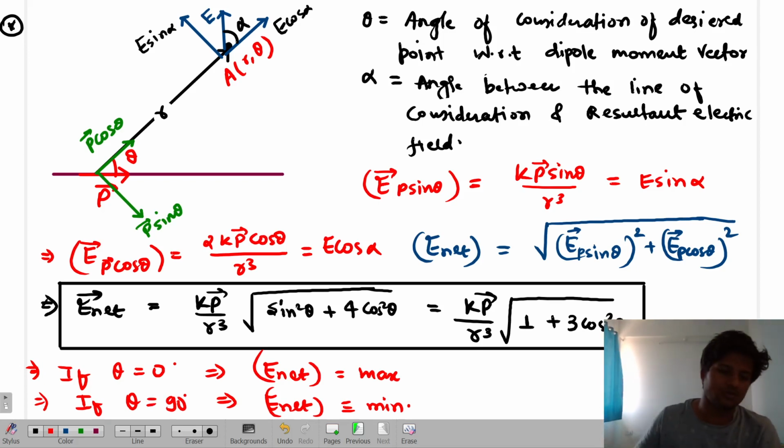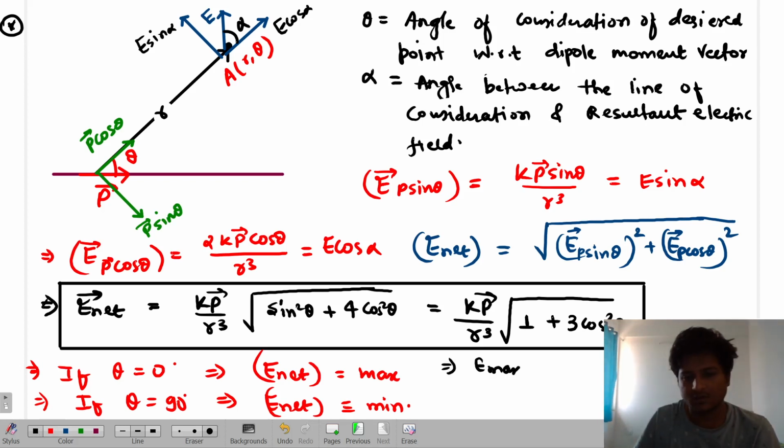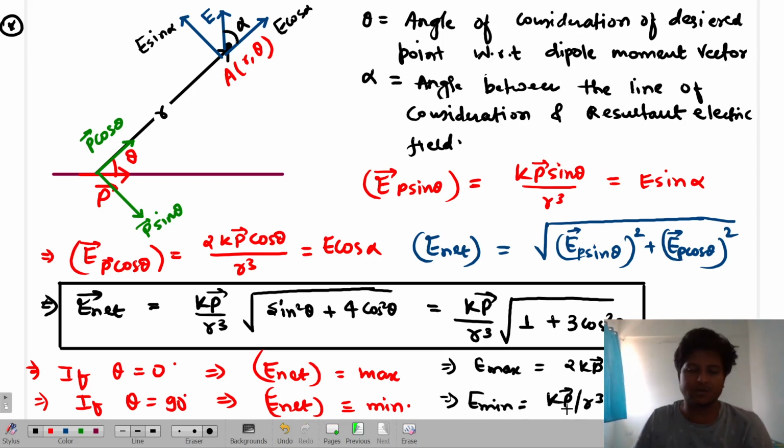Is that clear? So maximum value E max is axial, which is twice Kp vector by r cube. Minimum is simply Kp vector by r cube. So minimum electric field exists at equatorial point, while maximum electric field exists at axial point. Is that clear?